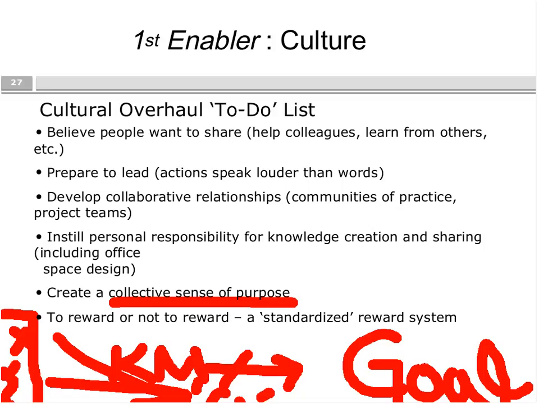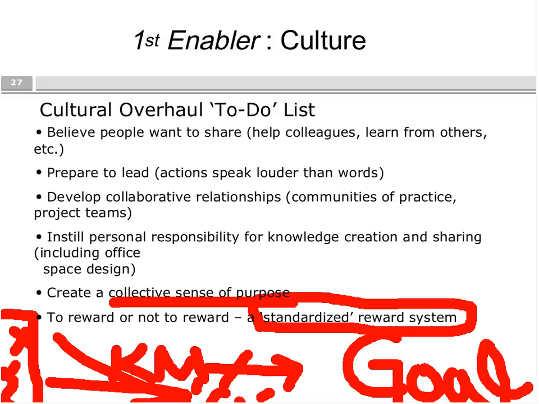To reward and not to reward, a standardized reward system. We need to have a standardized reward system. Why standardized? Because we want to remove biases. If there is no bias, if there is transparency, you are motivated to share because you know that when you share your knowledge and something good happens, you are going to be rewarded for that.